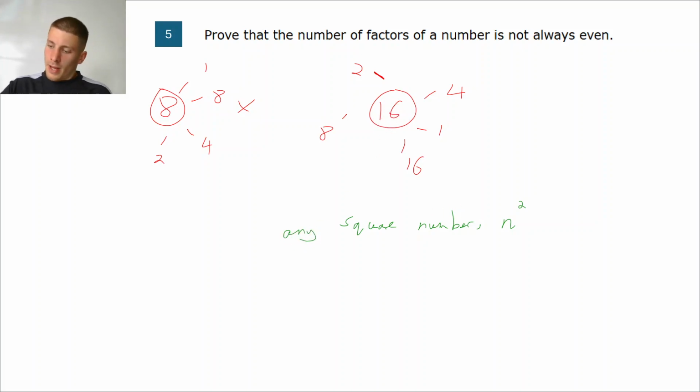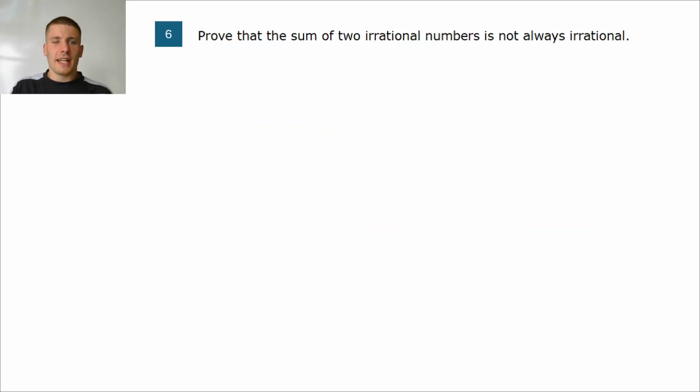Good. Question number 6. It says prove that the sum of 2 irrational numbers... An irrational number is something like pi. It's something that never terminates. You have a non-ending, non-terminating decimal. So prove that the sum of 2 irrational numbers is not always irrational.